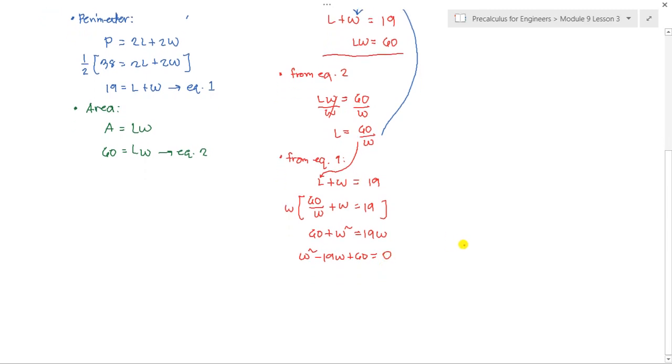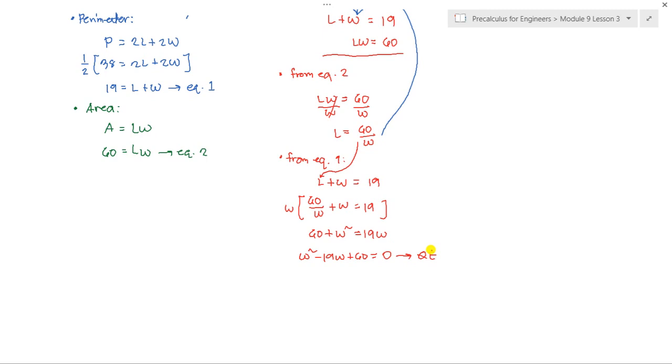So, the result is a quadratic equation. Therefore, we have two possible values for our w. Now, is it factorable? If it is factorable, then factor it manually. If not, then just use the quadratic formula, you can also use your calculator. So, I think it is factorable.